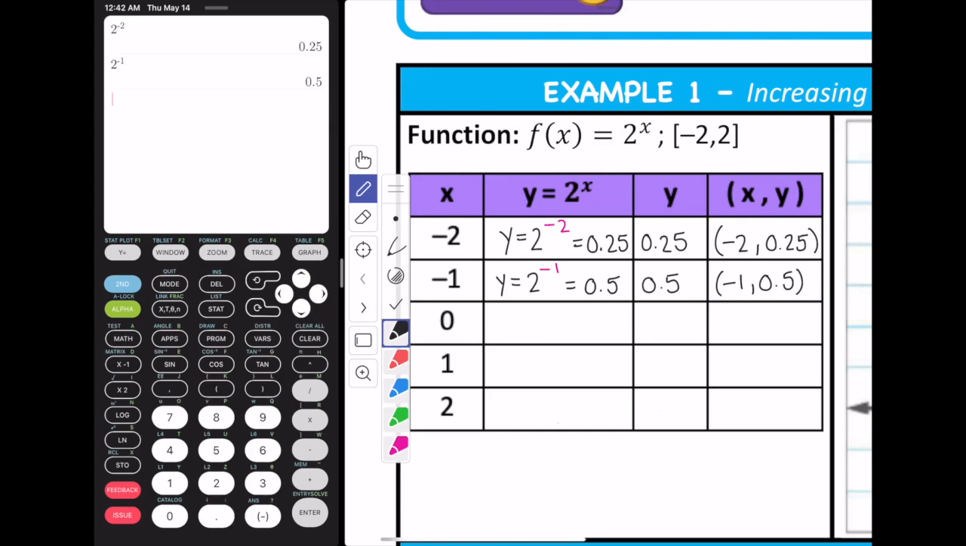Now I'm just going to fast forward. I'm doing, again, exactly the same thing for these next 3 points that are being graphed for our function, and then I'll come back to you guys.